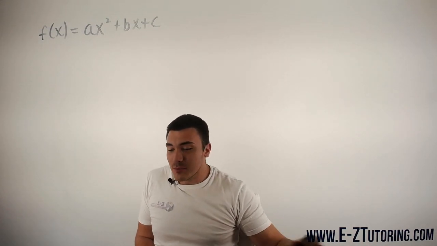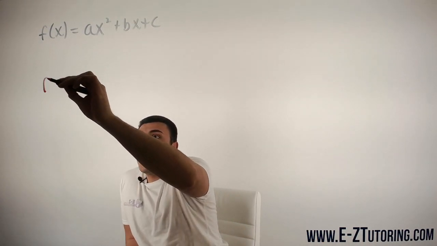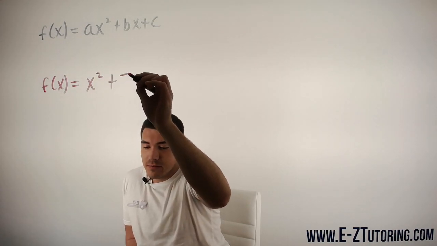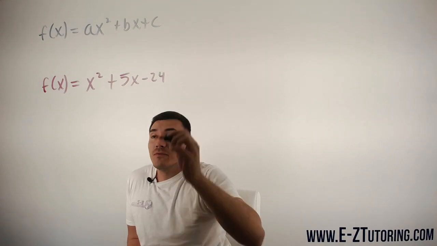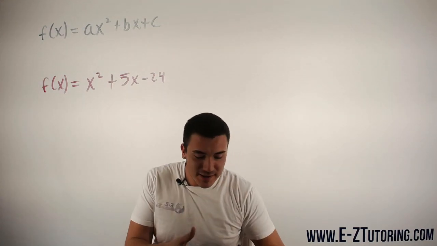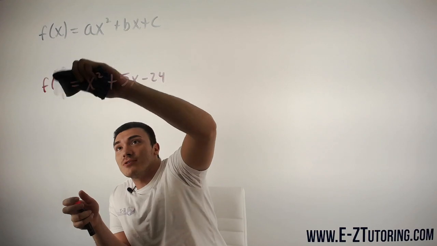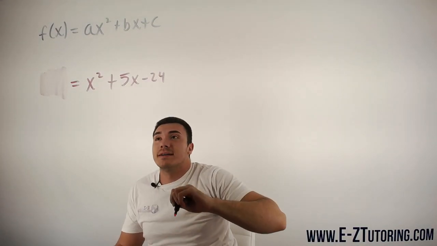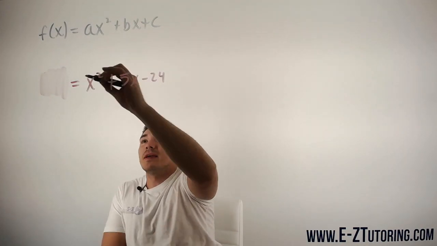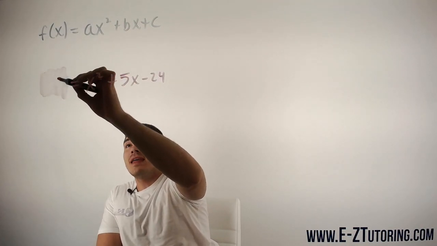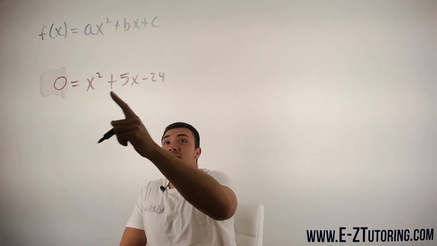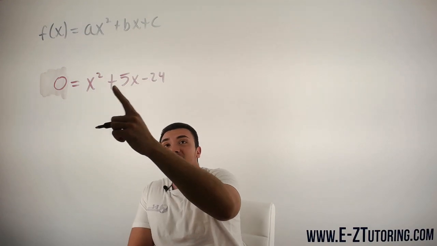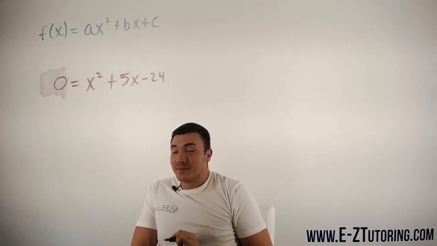For now, let's just suppose that we're given the equation f of x equals x squared plus 5x minus 24, and scratch that. I meant to say it's equal to 0 because we are actually solving for the roots. So the reason I brought this up is because we need to look at our a value and our c value in our given equation. Our a value is 1 and our c value is negative 24.